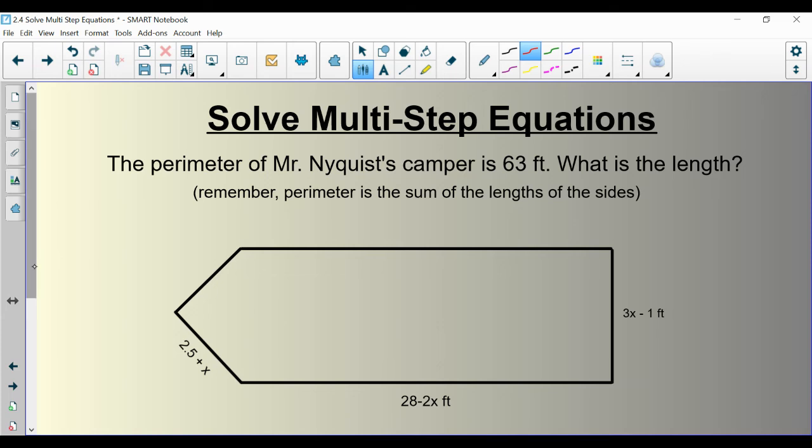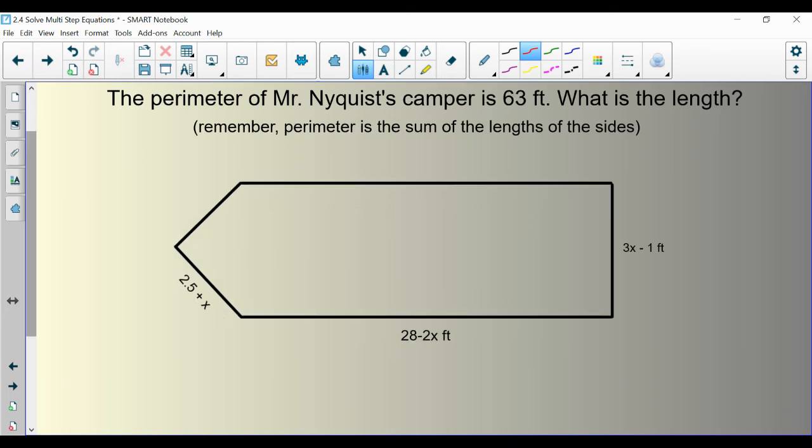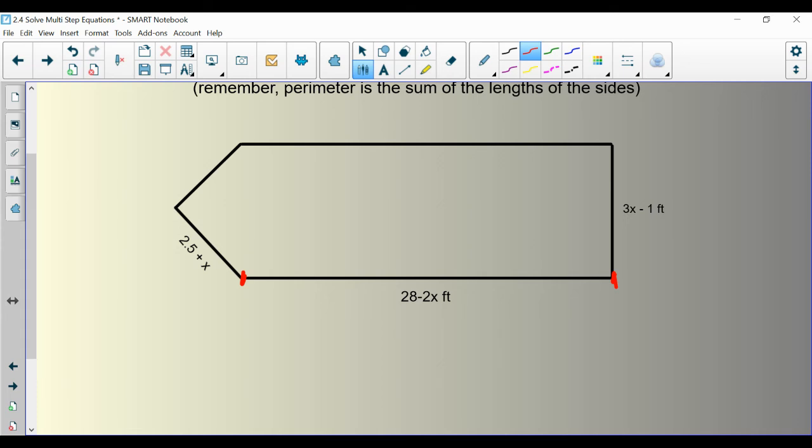Last problem is a little bit of a word problem, kind of fun, hopefully. I drew my camper up here, and I said its perimeter is 63 feet. Help me find the length. And what I mean by length is the distance from here to there. So this ends up using a lot of the same ideas that we were just looking at. We have to add up all of the sides, and we know that it's going to equal 63.